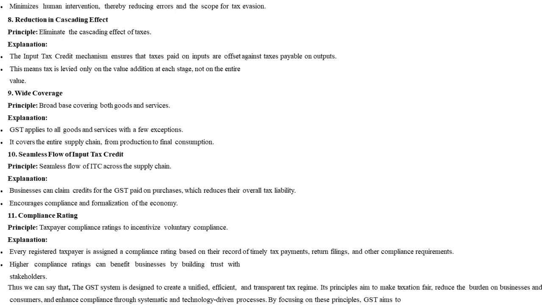Eliminate the cascading effect of taxes. Explanation: The input tax credit mechanism ensures that taxes paid on inputs are offset against taxes payable on outputs. This means tax is levied only on the value addition at each stage, not on the entire value.